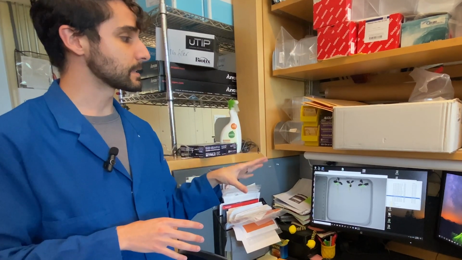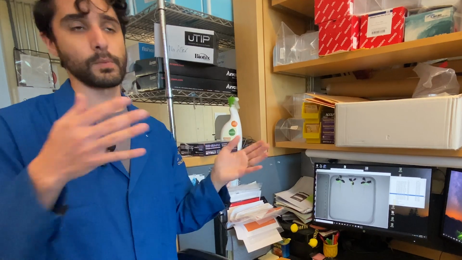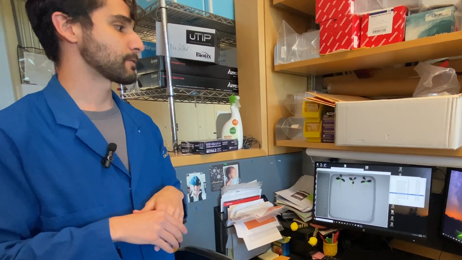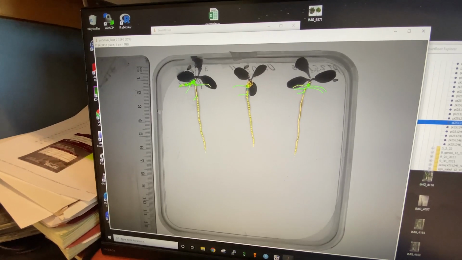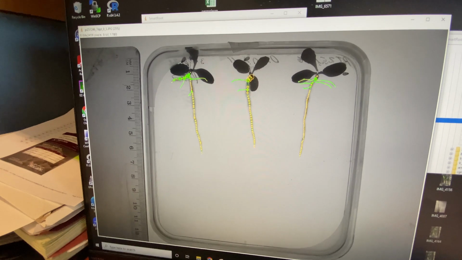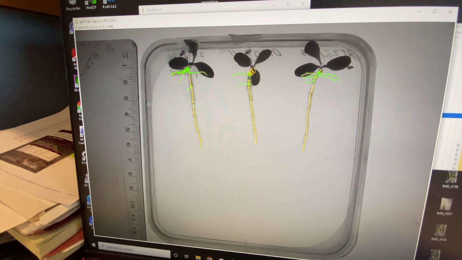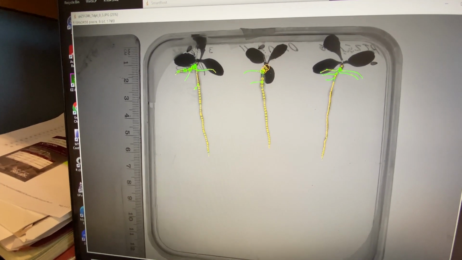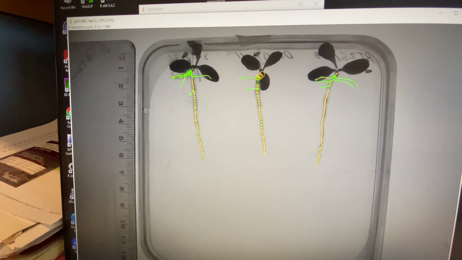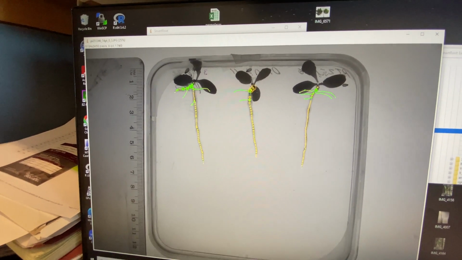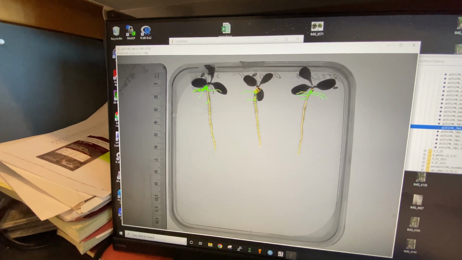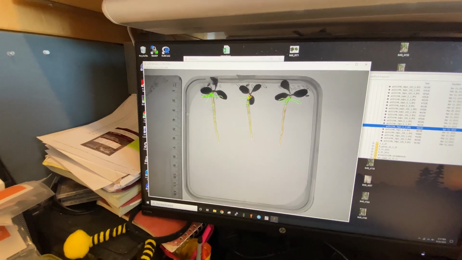Basically, I take seedlings, grow them on these plates with or without salt, and then after about a week and a half, I take photographs and I trace out the roots using this program, and then use that root architecture data to then dive into the genetics and identify regions of the lettuce genome associated with these root traits.